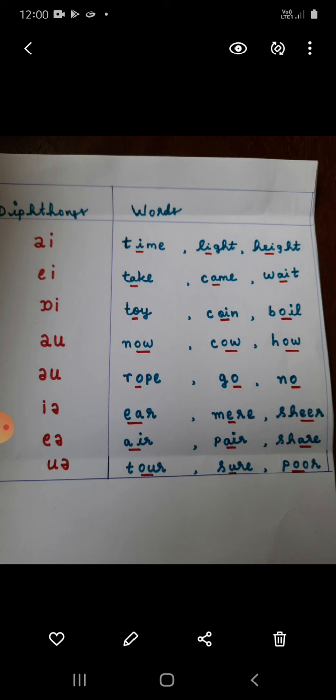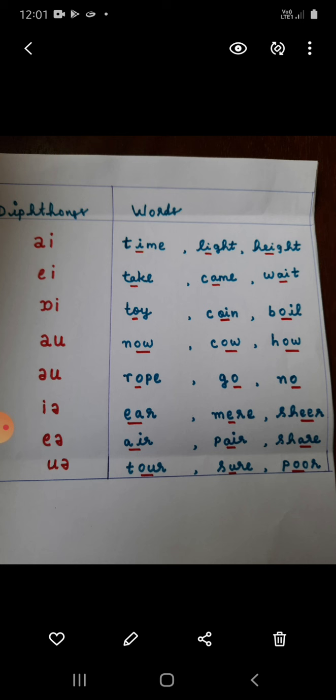Clear? Now we are passing on to the fourth sound, that is the fourth diphthong, ow. That's very easy. Printed a plus o sound, ow. Clear? And the examples are now, n plus ow, now, cow, k plus ow, cow, h plus ow, how.